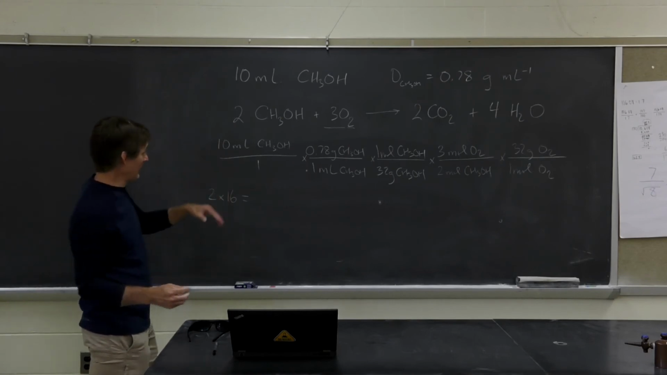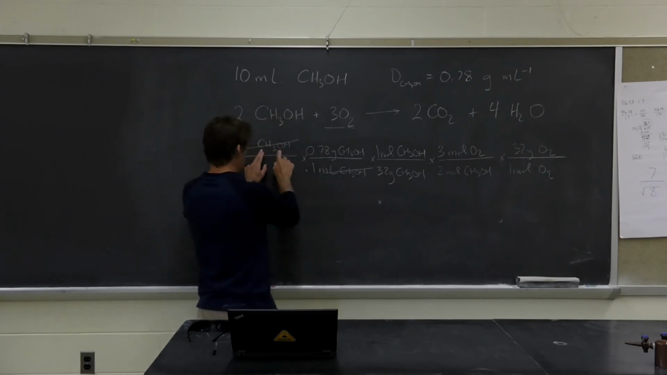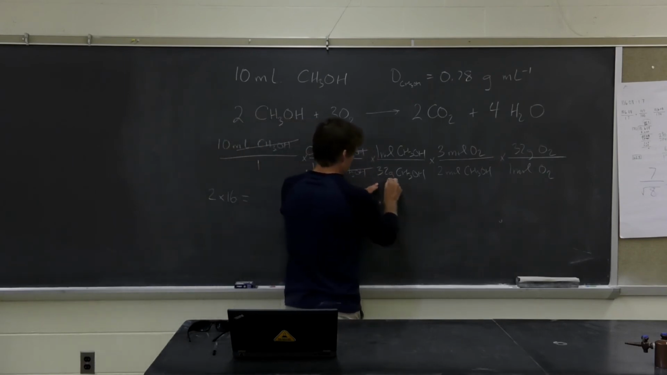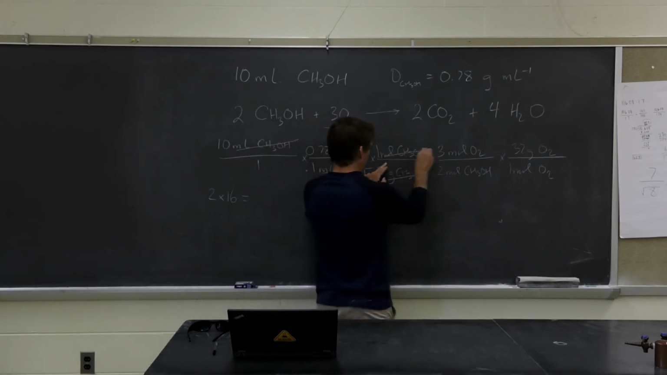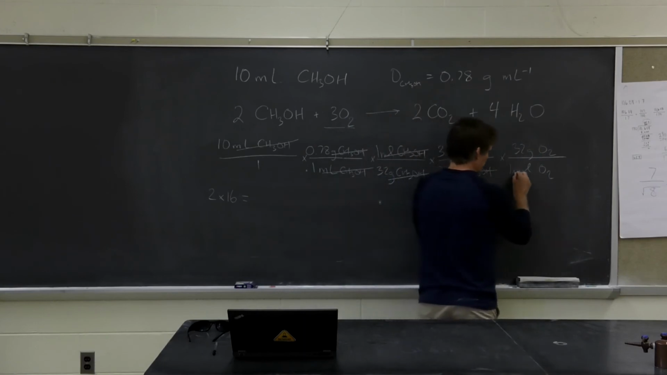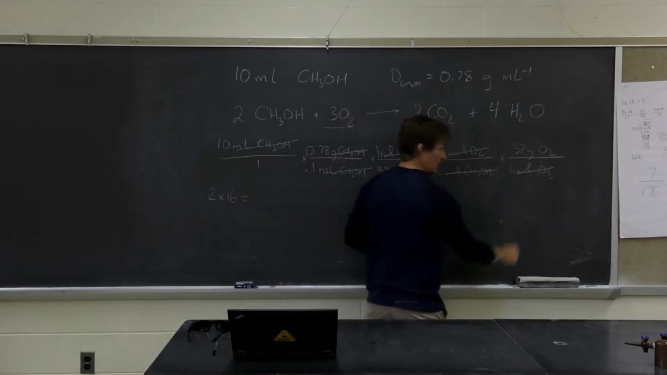We do all this math. I'm going to just make sure mils cancels mils. Mils of methanol cancels mils of methanol. Grams of methanol cancels grams of methanol. Moles of methanol cancels moles of methanol. Moles of O2 cancels moles of O2. And I've converted mils of methanol to grams of oxygen.